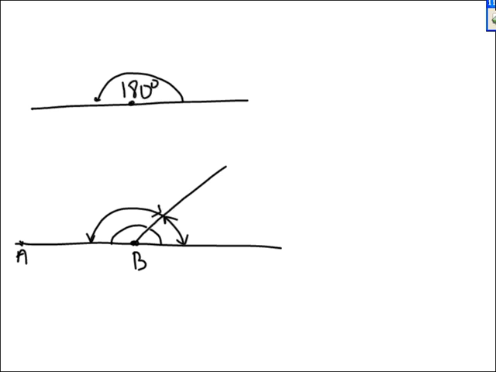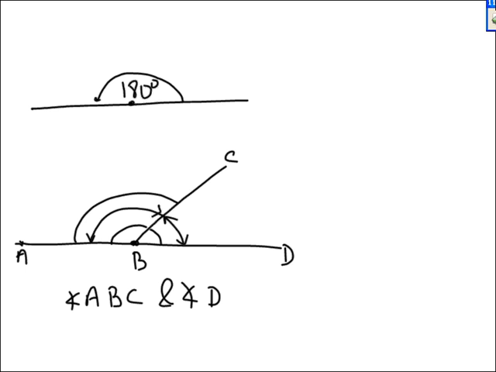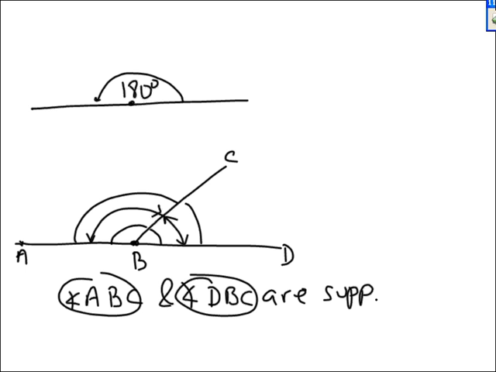A, B, C, D. Angle ABC, this angle, and angle DBC, this angle. They are supplementary. They add up to 180. Well, what if these two angles were in fact equal to one another? That is, let's suppose two things, that these angles are supplementary. That is, they add up to 180.